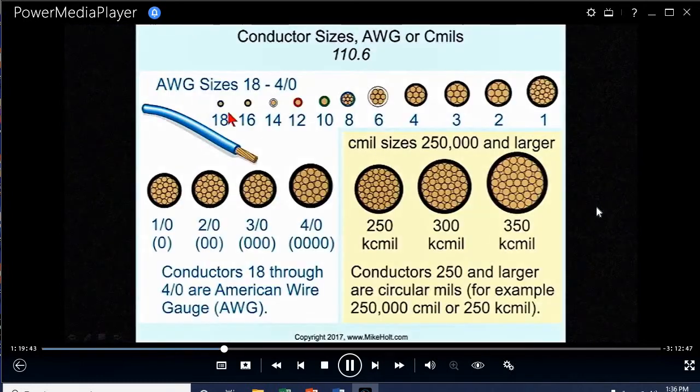Now, I have no problem with 1/0, 2/0, 3/0, 4/0, 250, 5/0. I got no problem there. It's anything from 1 gauge and lower that I have to think about. Now, the reason you have all these different sizes, 1, 2, 3, 4, do you know why it's a 1, 2, 3, 4, 5, 6, 7?